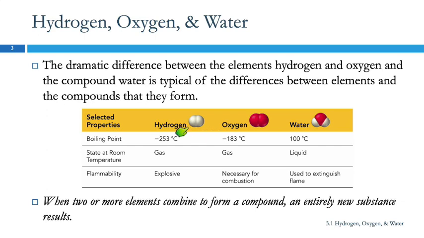When these combine to form the compound water, they now are liquid at room temperature with a boiling point of 100 degrees Celsius. And not only are they not flammable, but they can be used to extinguish flames. So when elements combine, we get an entirely new substance, and you can't predict the properties of that substance based on the properties of the elements involved.